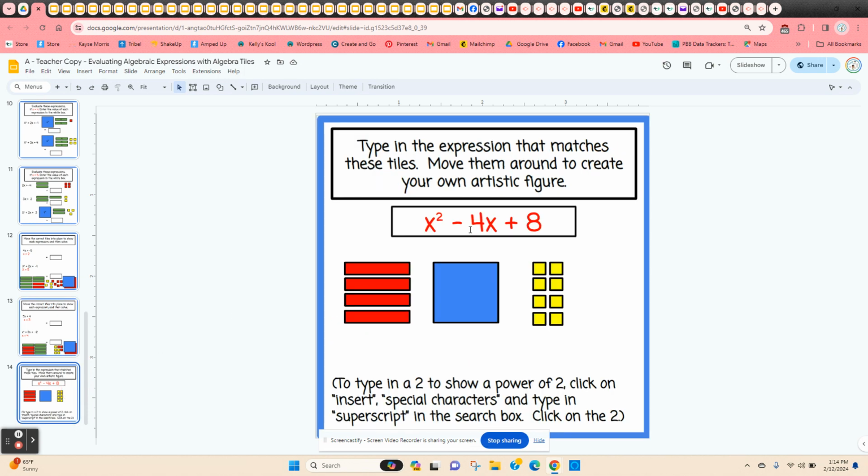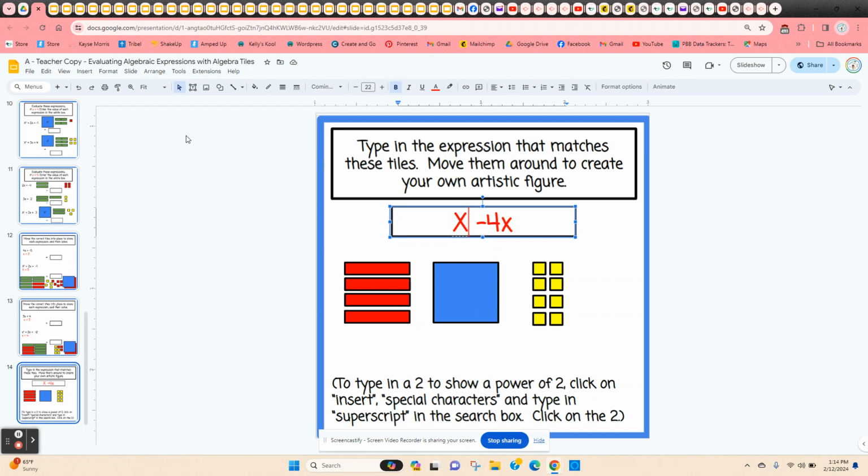On the very last slide, and this will be blank for the students, they'll have to type this in. So what they're asked to do is to type the expression that matches these pieces, which is going to be negative 4x. And then we've got a positive x squared, so I'll type that first. And that tells at the bottom how to give that power of 2. So students are just going to come up here.